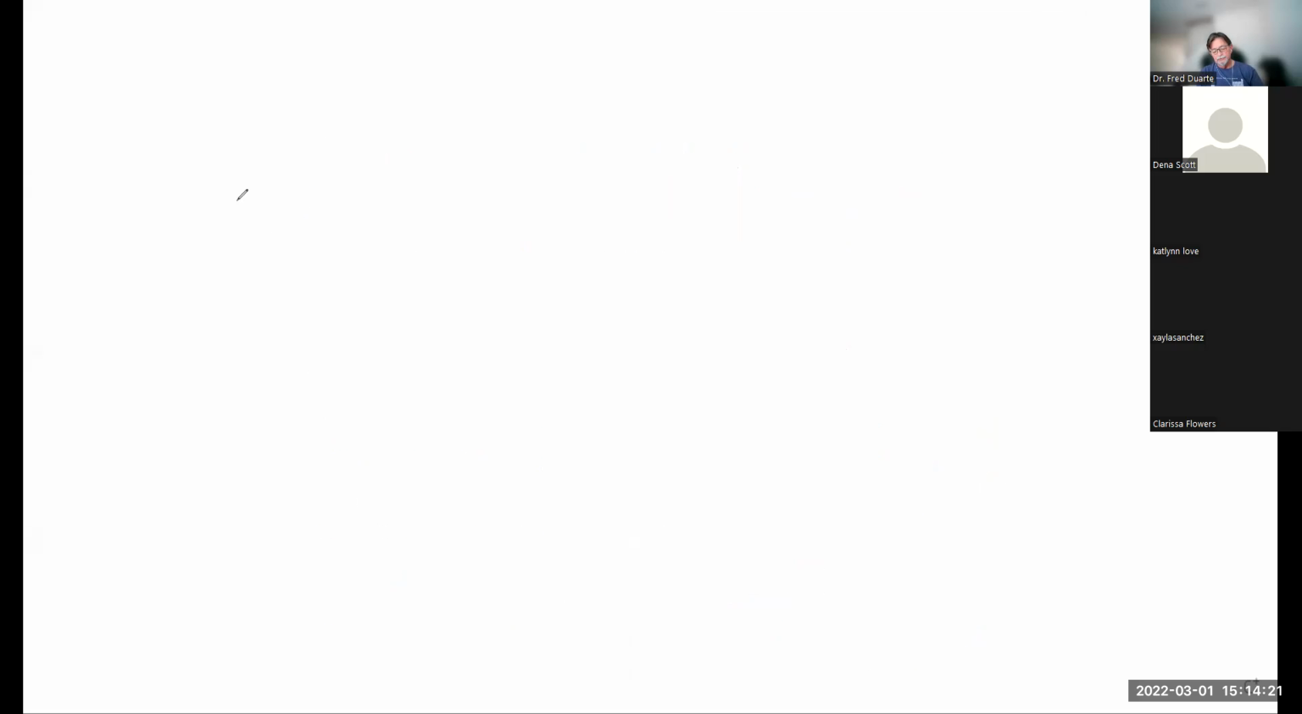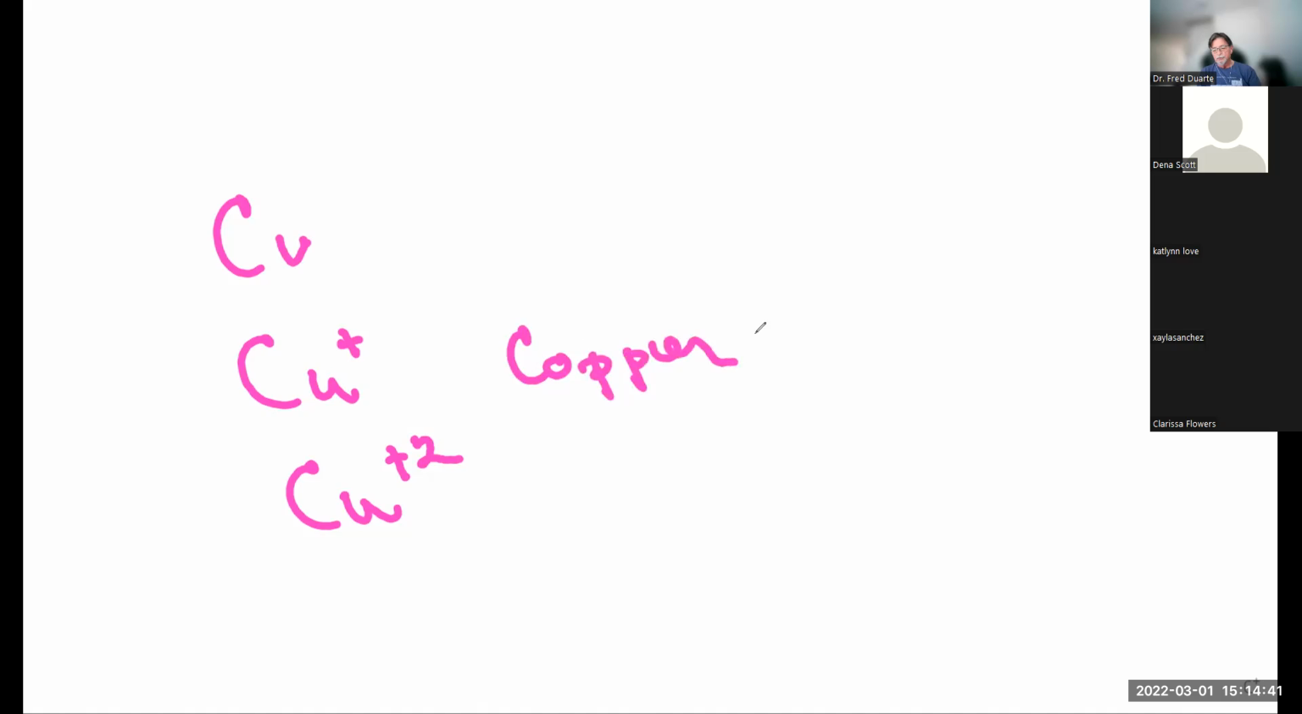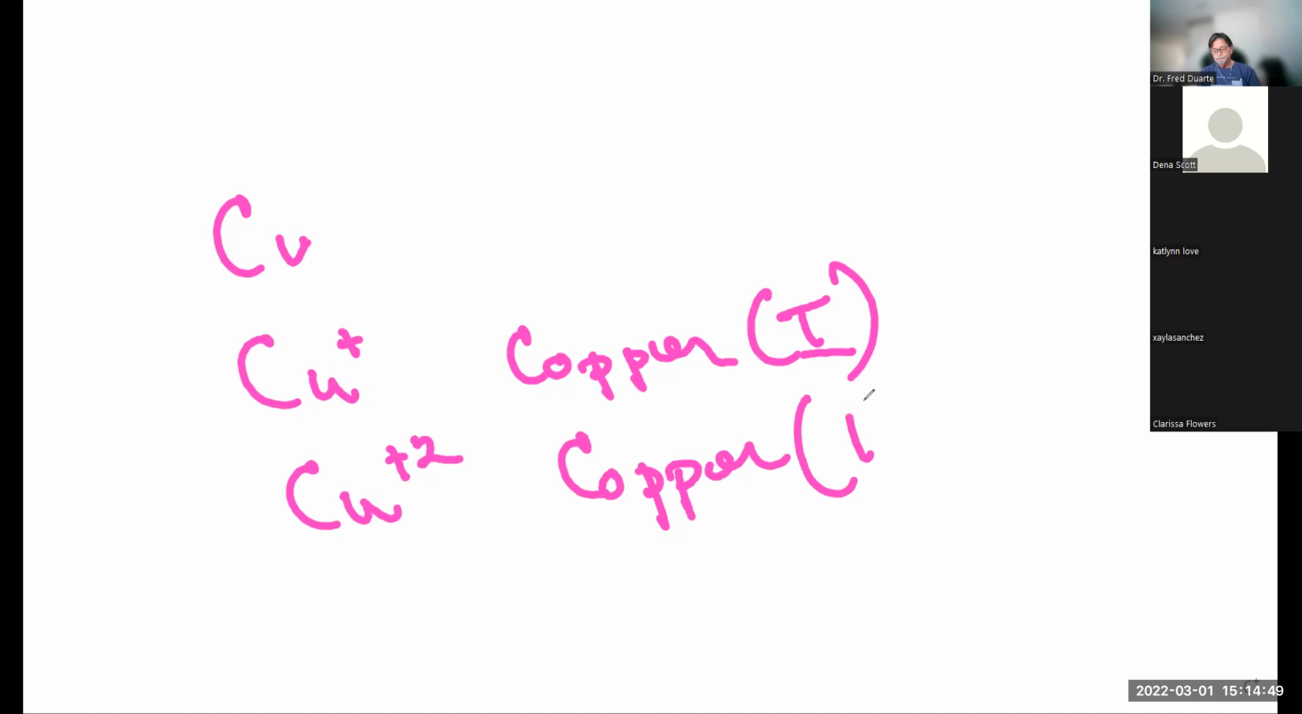Copper has 2 forms. Copper 0, with the Cu symbol, has a 0 oxidation state. Or we can have copper 1, with oxidation state +1, or copper with oxidation state +2, okay? To distinguish the 2 ions, we use capital Roman numerals. So copper Roman numeral 1 or copper Roman numeral 2 are 2 completely different compounds.